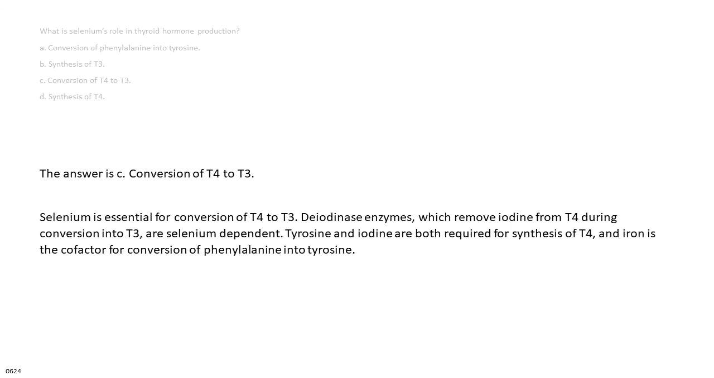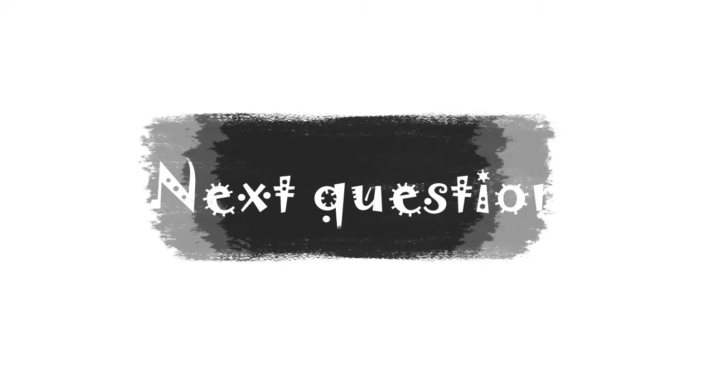The answer is C. Conversion of T4 to T3. Selenium is essential for conversion of T4 to T3. Deiodinase enzymes, which remove iodine from T4 during conversion into T3, are selenium dependent. Tyrosine and iodine are both required for synthesis of T4, and iron is the cofactor for conversion of phenylalanine into tyrosine.